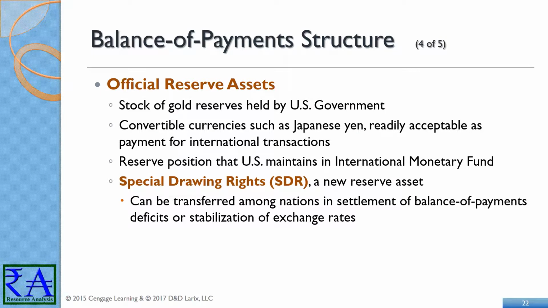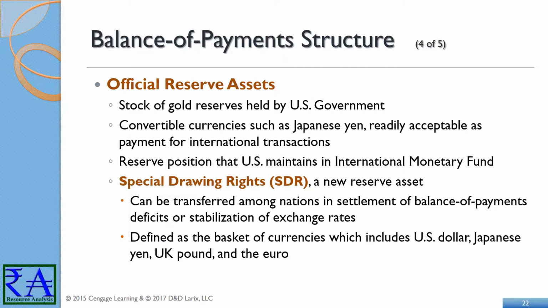Special drawing rights, or SDRs, were introduced in 1969 by the IMF as a special mechanism to supplement existing financial reserves management of member countries' currencies. As an internationally valued commodity, they can be transferred among participating countries in settlement of balance of payment deficits or to stabilize exchange rates between currencies.